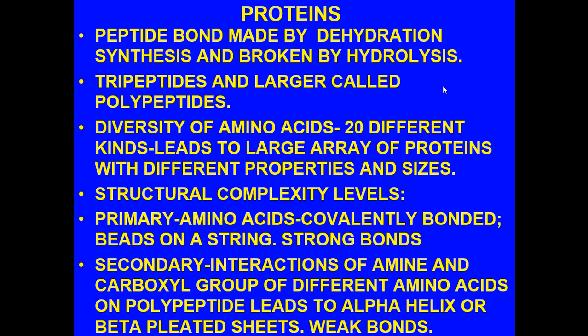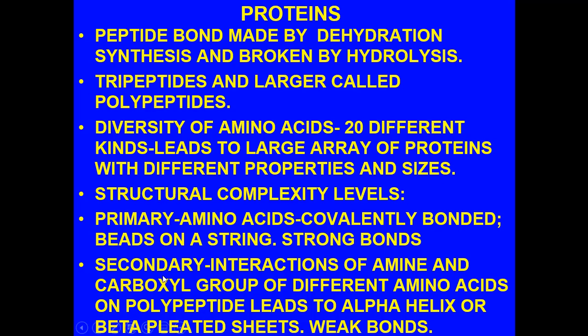And they have different structural complexity levels. And this is what you really need to get down. Okay? Ready? First is the primary level. That is basically amino acids all covalently bonded together, just like beads on a string. They have very strong bonds. The secondary level is based on interactions of the amine and the carboxylic groups of different amino acids. And this can lead the polypeptide to form what they call alpha helixes. Think of it like a corkscrew, or beta pleated sheets. This is like if you've ever seen ribbon candy, or when you fold sheets over on top of each other.